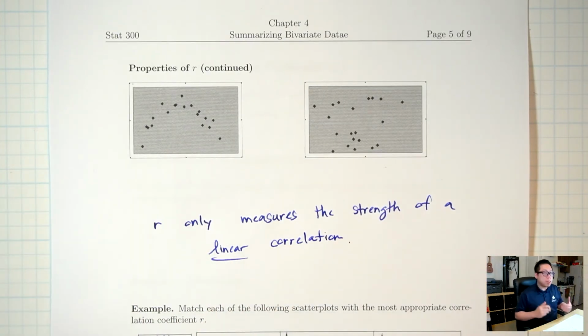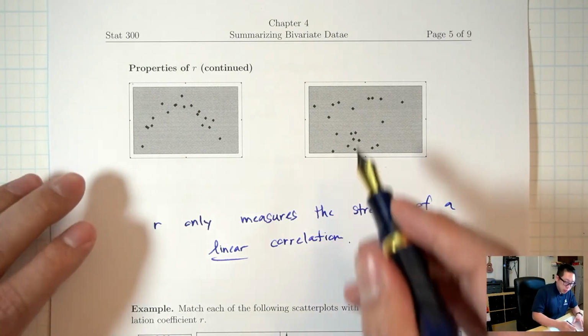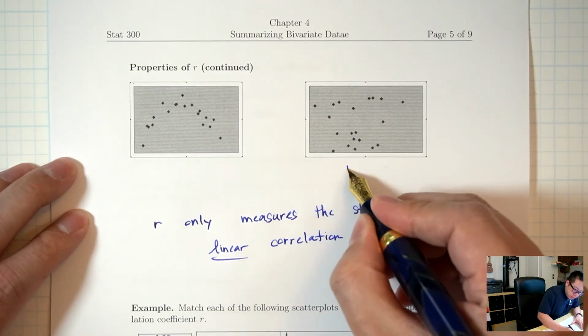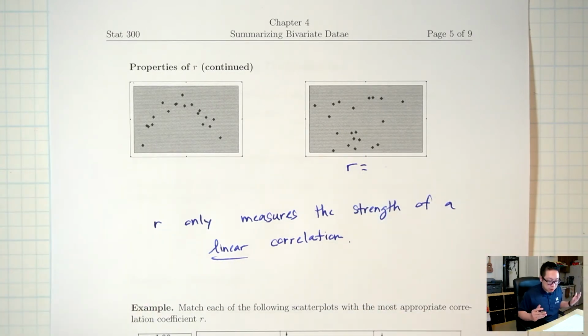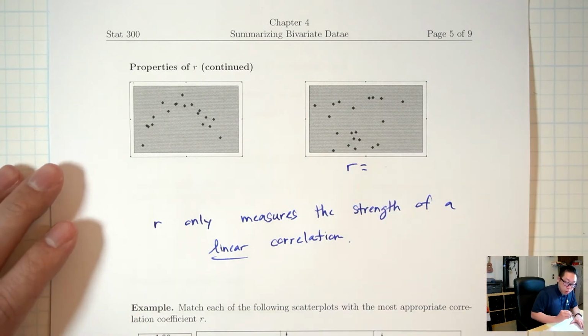In other words, it only tells you how close to a line your data looks. So here, in this picture, the data looks like it doesn't follow a pattern at all. It looks nothing like a line. Here, R would be 0.